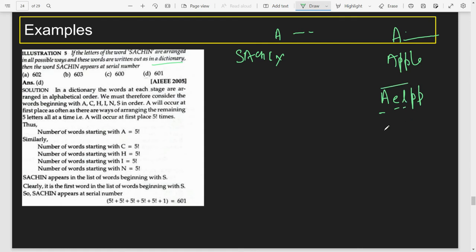What will be the second word? A, E, P, L, P. Why? Because obviously if you swap these two letters, it's going to be the same word, but if you change these two letters, it's going to be a different word. So something like that will be there in the dictionary.